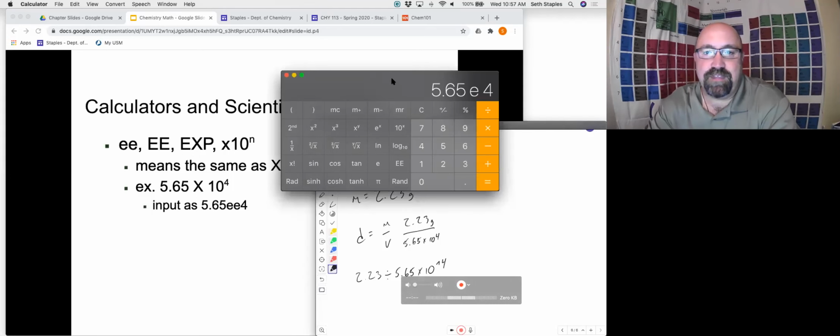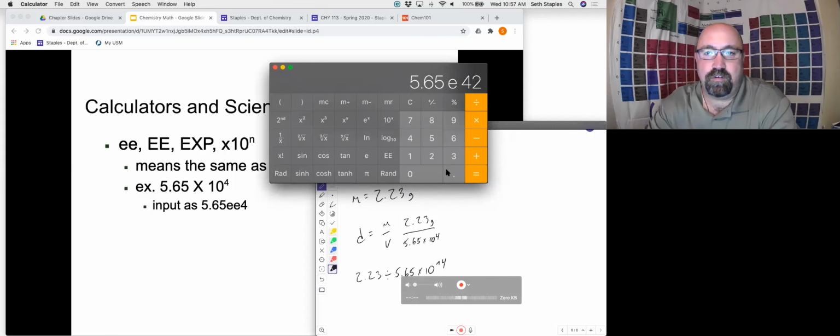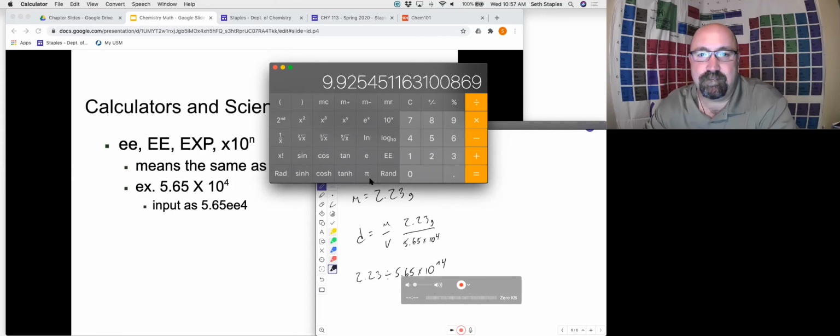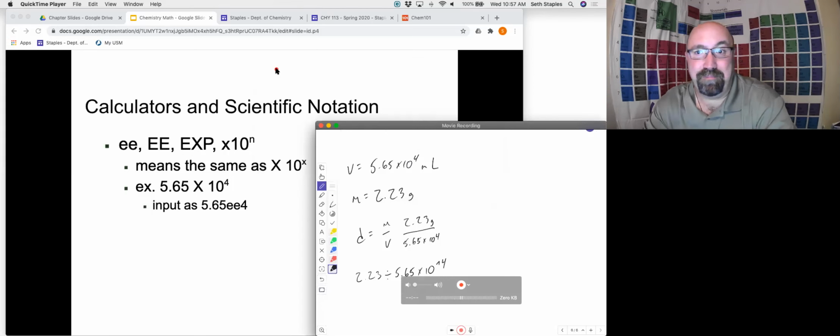So let's see what that looks like here. So we clear this out. 2.23 divided by 5.65 times, I'm just looking for my little caret. I'm not used to using this calculator. We'll just go 10 to the fourth. I'm not sure if that actually worked out right, because again, I'm not used to working with this. Forget that example. Sorry. Let's just come back to here.